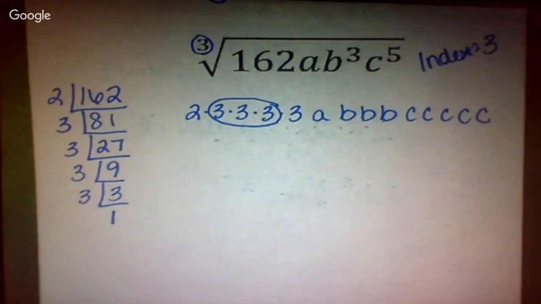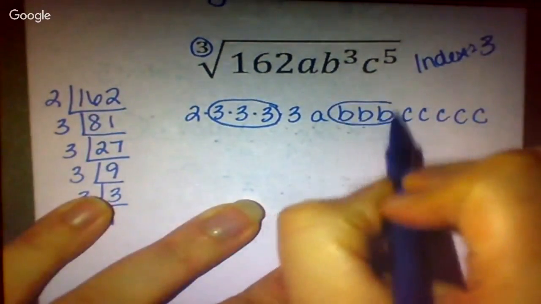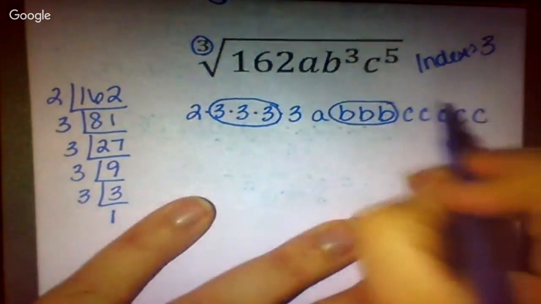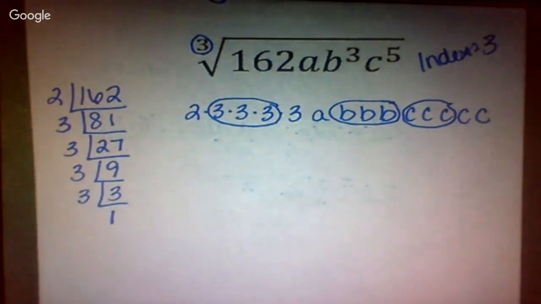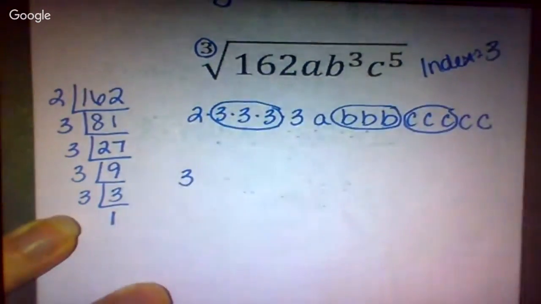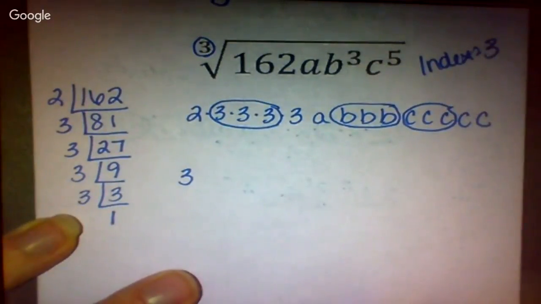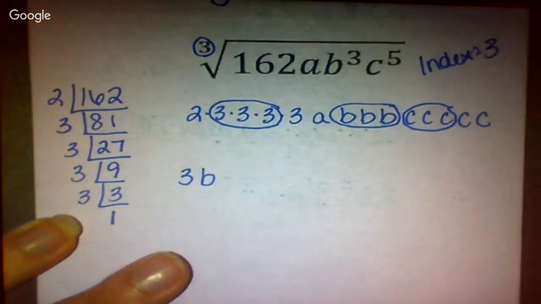Okay. Can I circle any A's? No. What about my B's? Yes, I've got 1 set of B's I can circle. And 1 set of C's. Okay, so I circled a 3. How many groups did I circle? 1. So it's 3 to the first, which is just 3. Leave it alone. What else have I circled? B. How many? 1. So leave it alone. What else? How many? 1. Leave it alone.